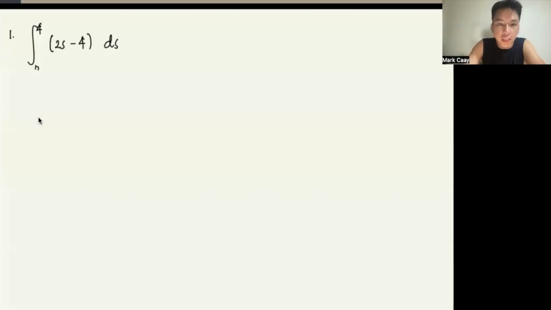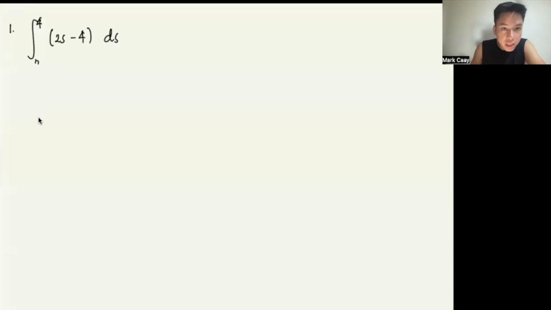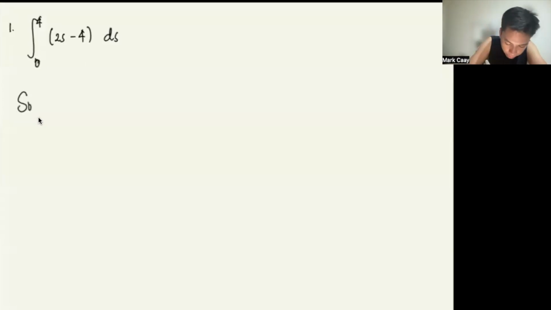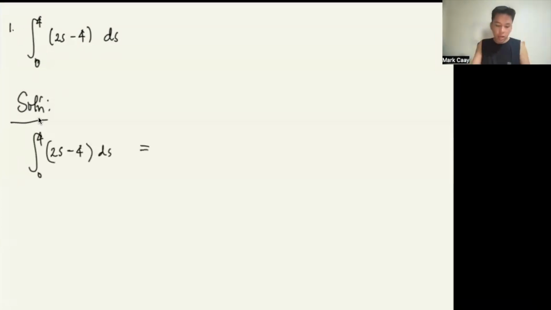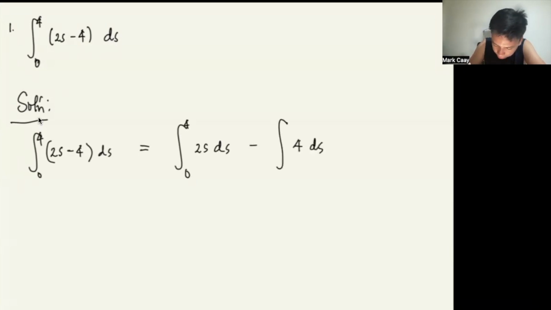So the first question here is, let us solve for the definite integral of 2s minus 4 ds from 0 to 4. So how do we solve that formally? So let's copy it first so it's formal. So that's 2s minus 4 ds from 0 to 4. We have the rule that the integral of the sum is equal to the sum of the integral. So I can separate them. So that's 2s ds from 0 to 4 minus the integral of 4 ds from 0 to 4.